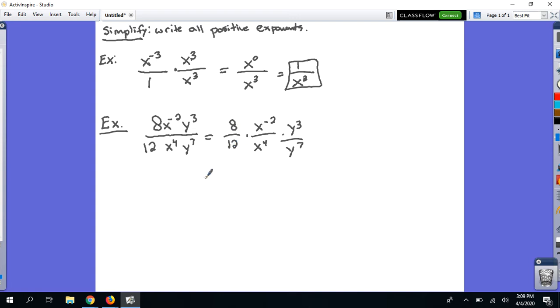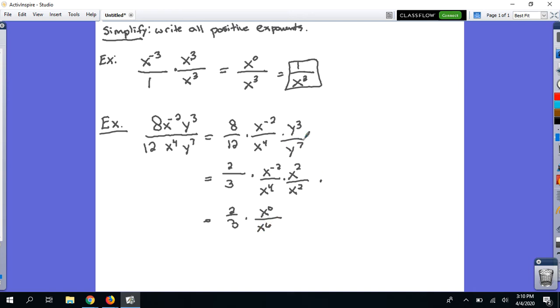8/12 is a fraction where both have factors of 4. 8 divided by 4 is 2. 12 divided by 4 is 3. So we can just simplify that fraction using properties of fractions that you guys have been doing for years. This x to the negative second over x to the fourth, we're going to multiply by a version of 1 so that we're not changing the meaning, we're just making it look different. So we'll have 2/3 times x to the 0th over x to the 6th.